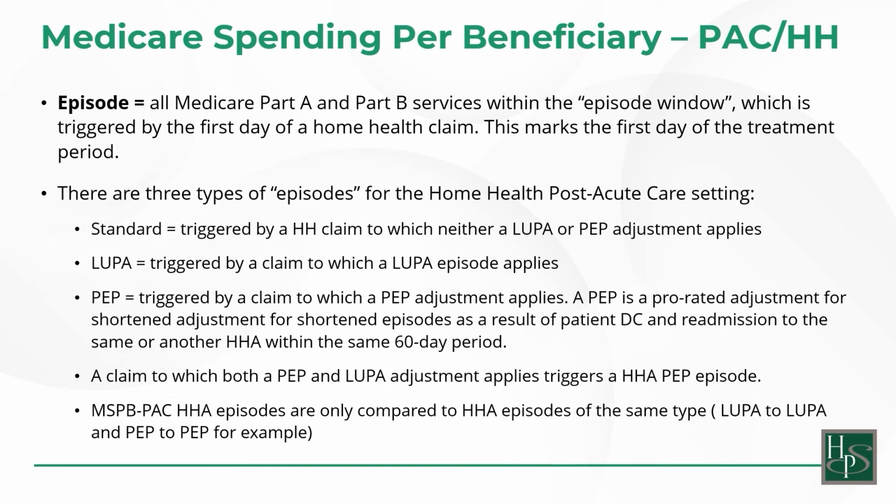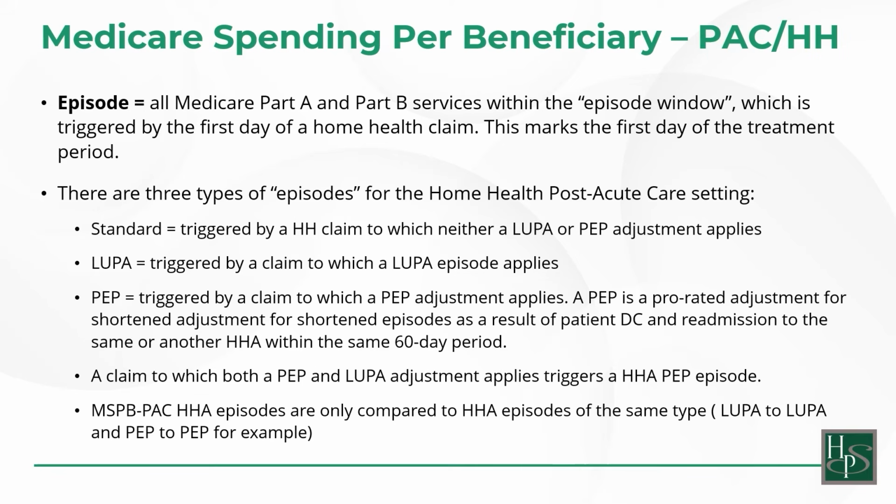There are 3 types of episodes for home health for this post-acute care measure. The standard episode, which is triggered by a home health claim to which there's neither a LUPA claim nor a PEP adjustment for that claim. A LUPA episode is triggered by a claim to which a LUPA adjustment applies. And then a partial episode payment, or PEP, is triggered by a claim to which a PEP adjustment applies.